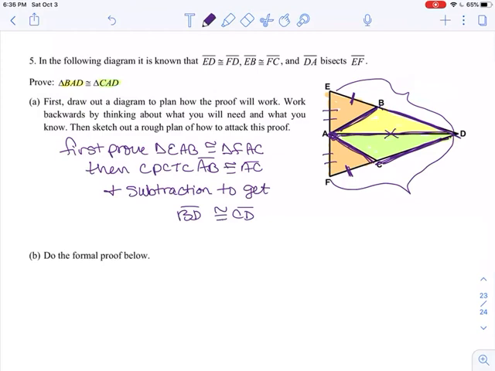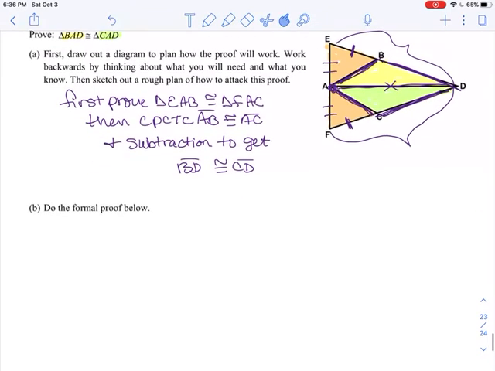So basically, you are using different triangles than what you're ultimately trying to prove congruent. But if I prove the other triangles congruent, I can use the parts of those to help me prove the triangles I really want congruent to each other. All right, so now we talked about how I was going to get those orange triangles, EAB and FAC, congruent.